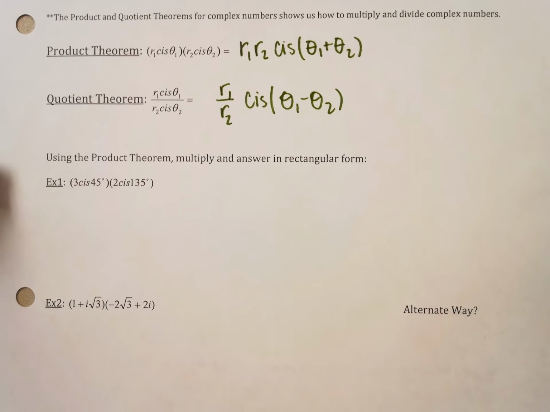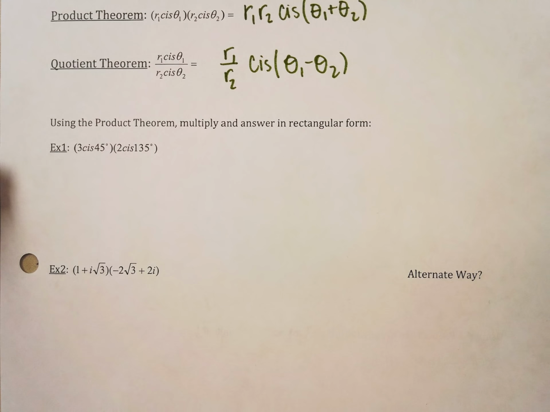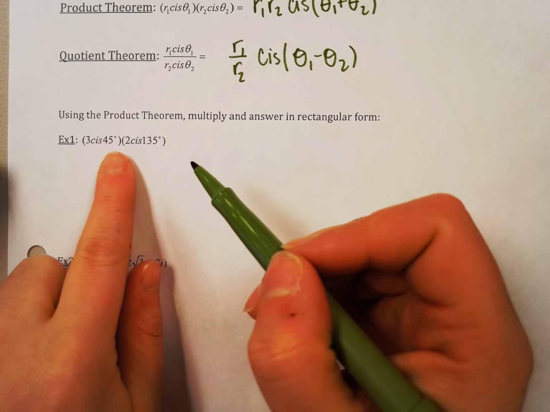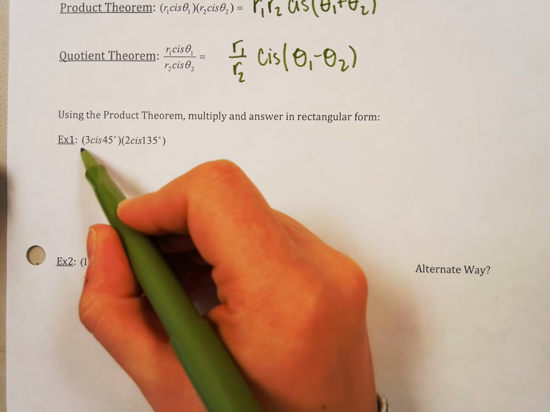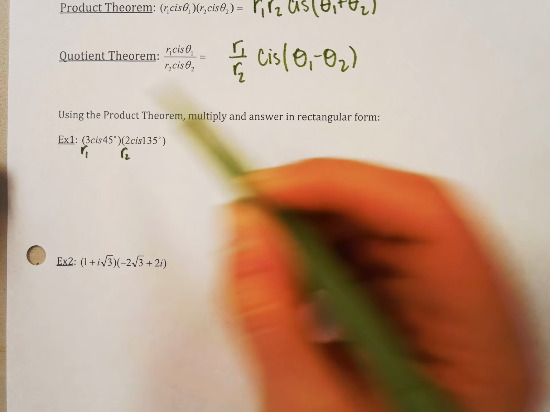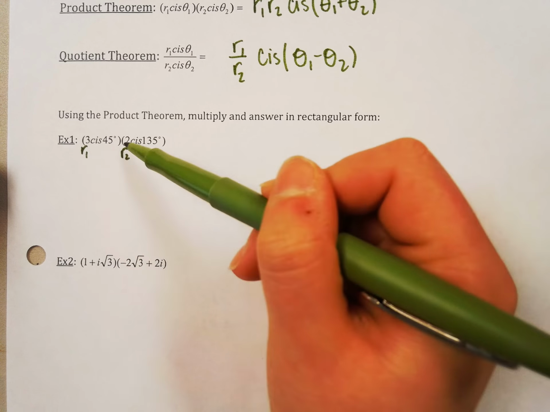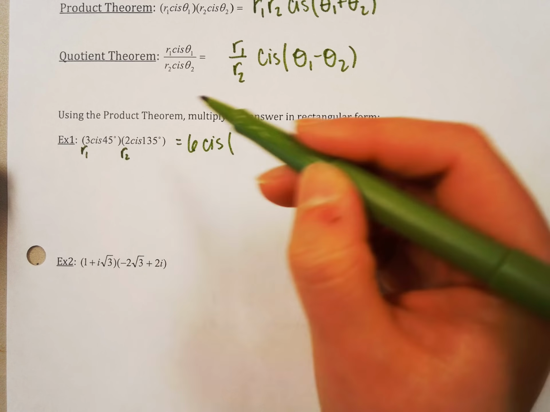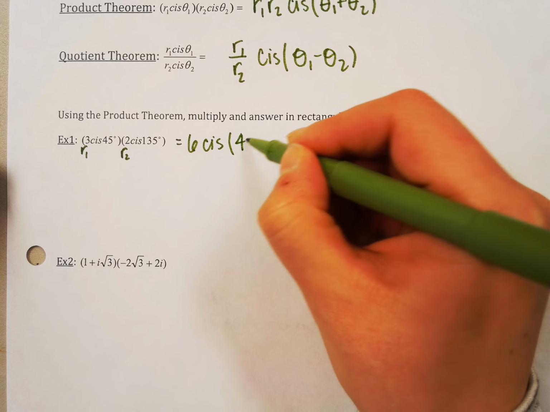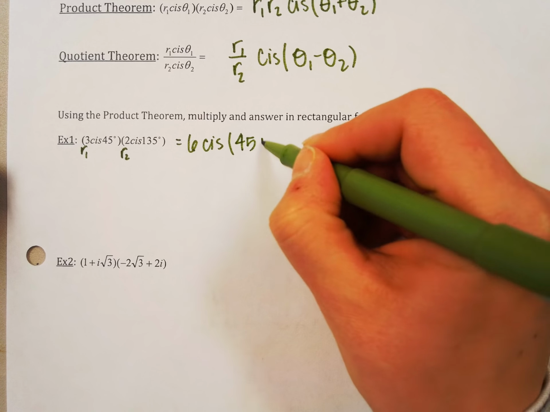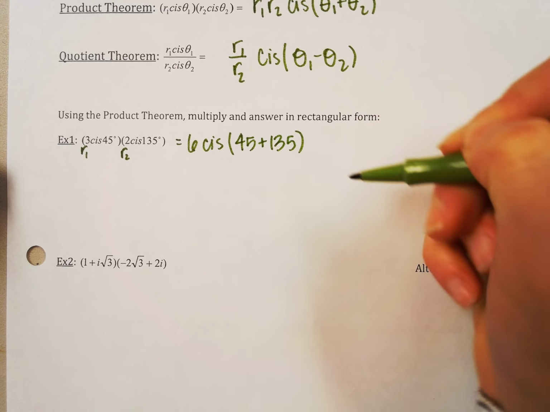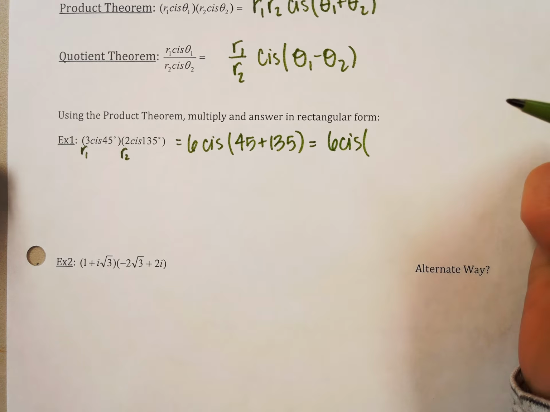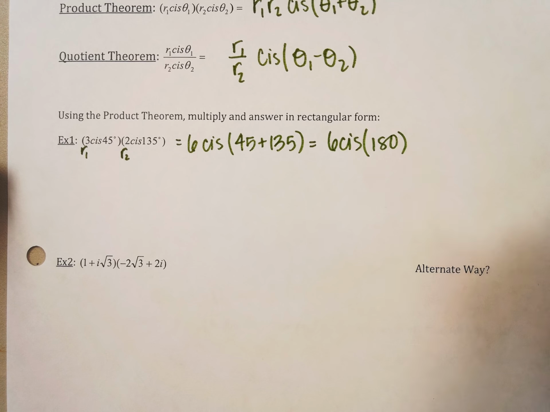Okay, so for the first couple of examples, we're going to use that product theorem in action. For the first one, we just take our r values, this would be r1 and this would be r2, and we multiply the two values. So r1 times r2 is going to be 6. And then for the angle, we add the two angle measurements, theta 1 and theta 2. So 45 plus 135. I'm going to simplify that, and 45 plus 135 is 180.